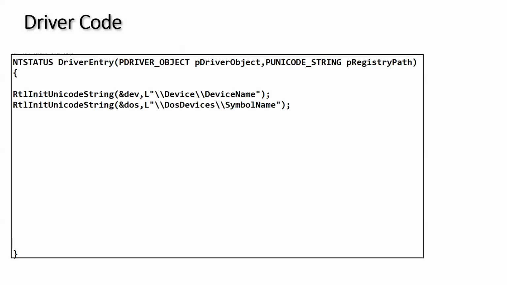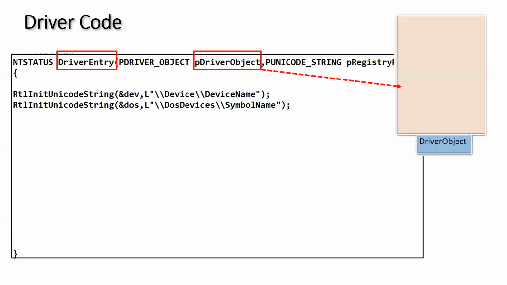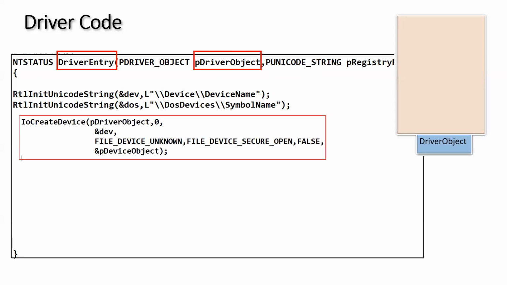Before that, let us look into some basics of how driver code is written. This is a framework of a basic driver code on Windows. Every driver program has something known as DriverEntry, which is equivalent to the main program in C or C++. The DriverEntry has a parameter, the first parameter, which is the driver object.